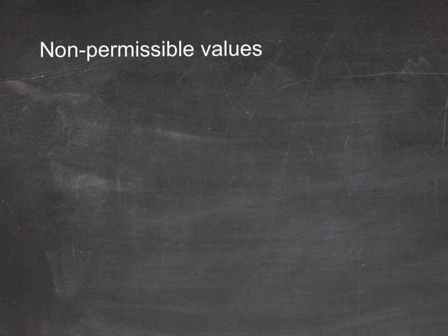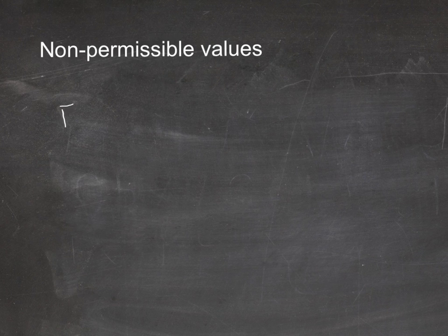Okay, so let's talk about non-permissible values next. With rational expressions, I have something called non-permissible values. Because I have a polynomial divided by a polynomial, I remember that I can't ever divide by 0. If there are any numbers that make the denominator 0, you can't have those. So those are your non-permissible values.